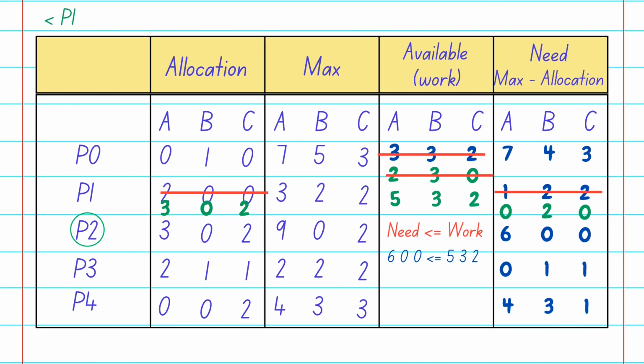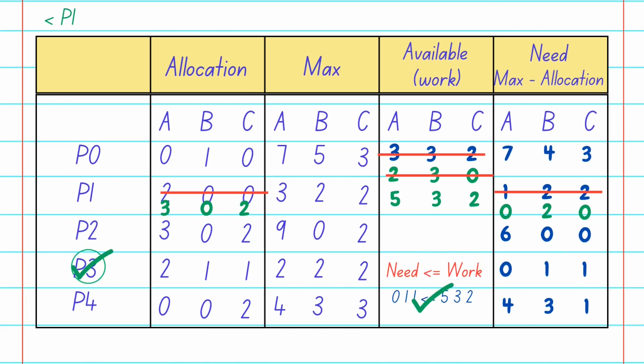Next we check the process P2. For P2, 600 is less than or equal to 532. This condition is not satisfied. Then we go to the next process, P3. For P3, 011 is less than or equal to 532. This condition is satisfied. So the work value would be 532 plus 211, which is equal to 743. We update the new work in the table like this, and P3 is in the safe state.